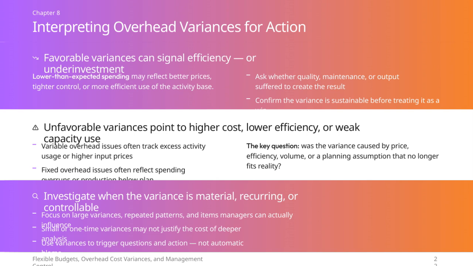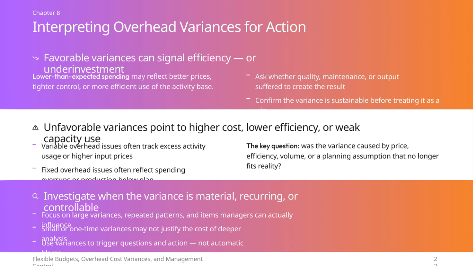Variable overhead problems often stem from excessive use of activities or increased input prices, while fixed overhead issues might show overspending or production levels falling short of plans. The key question to ask for any variance is whether it's driven by price changes, efficiency shifts, volume differences, or planning assumptions that no longer hold true.